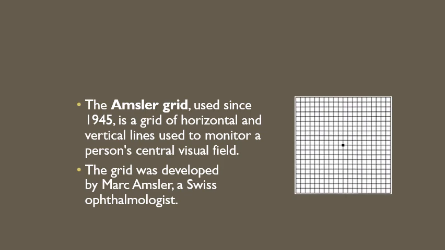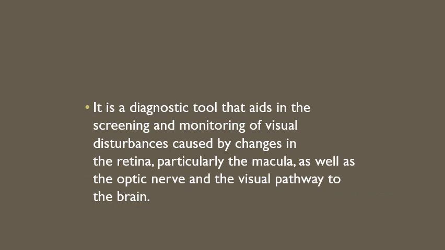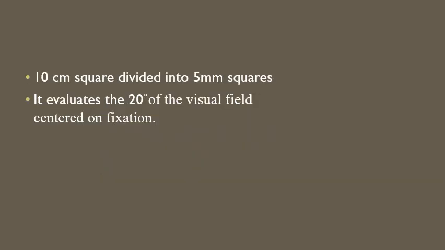So this is how the grid looks like. On a white background, there are black lines with a central dot. This dot actually helps to fixate. So it is a diagnostic tool and it is used to screen and monitor the visual disturbances which are caused by the changes in the retina, particularly the macula, but optic nerve and visual pathway defects can also be detected.